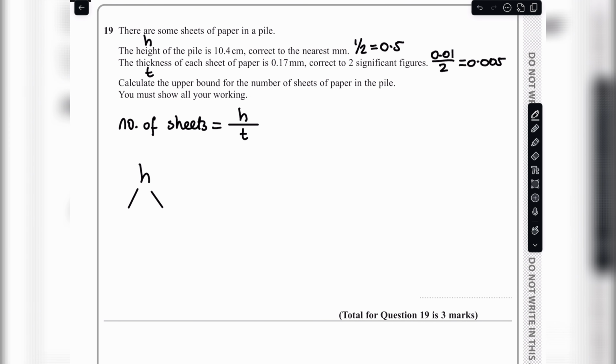So the lower bound of the height can be determined by subtracting 0.5 from 10.4, and that gives us 10.35. And the upper bound of the height can be determined by adding 0.5 to 10.4, and that gives us 10.45. We can use the same methodology to determine the lower and upper bound for the thickness. So if we subtract 0.005 from 0.17, we get 0.165, and if we add 0.005 onto 0.17, we get 0.175.